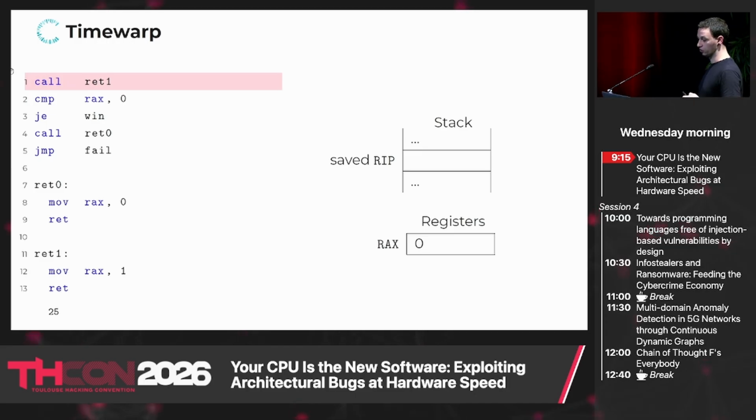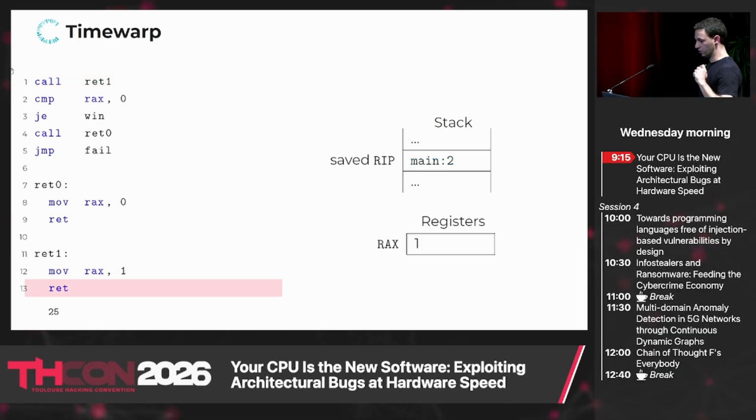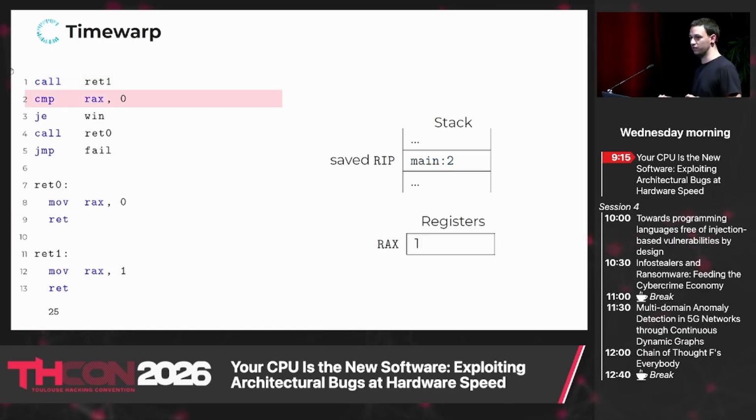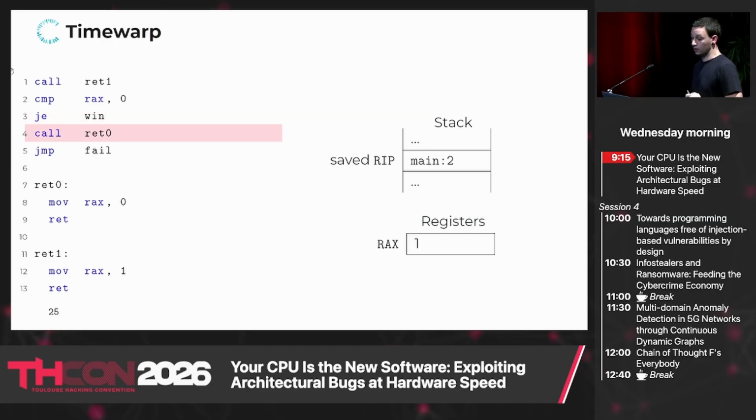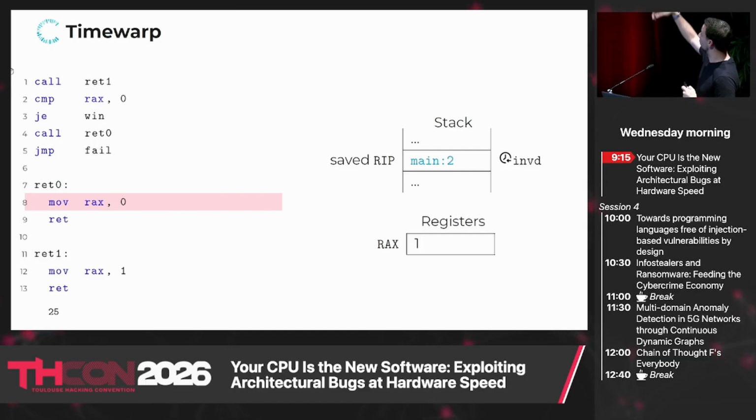We call ret1, so the return value is 1. Then we compare, is the return value 0, which of course will never happen because we just called the function that returns 1. And if this is the case, then we jump to our win function, we get our shell, whatever. Well, it's not going to happen, right? Because it's 1. And then we call ret0, which essentially sets the register to 0. And we would go back and jump to fail.